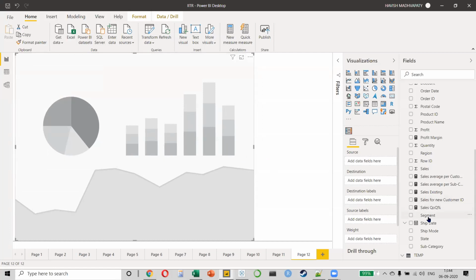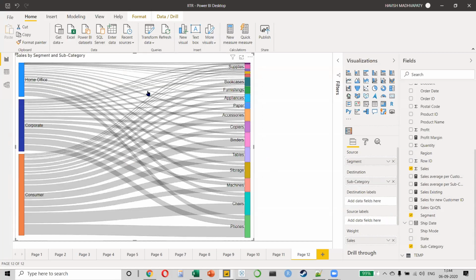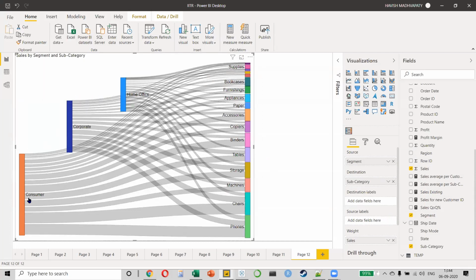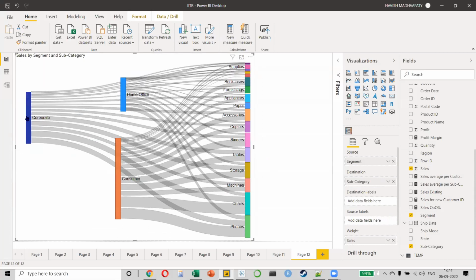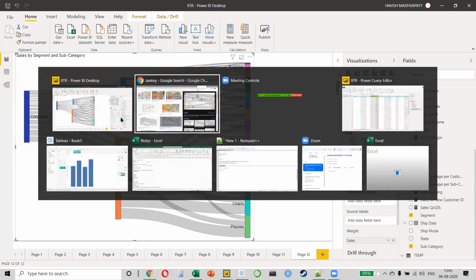In this, we will keep, let's say, our sales value. We will keep our segment and our subcategory. And you notice very simply, we have managed to create a very nice visualization like this. And this is completely interactive, so you can change it however you like. Beautiful, right? If you want to do the same visualization on Tableau, you know what you will have to do?